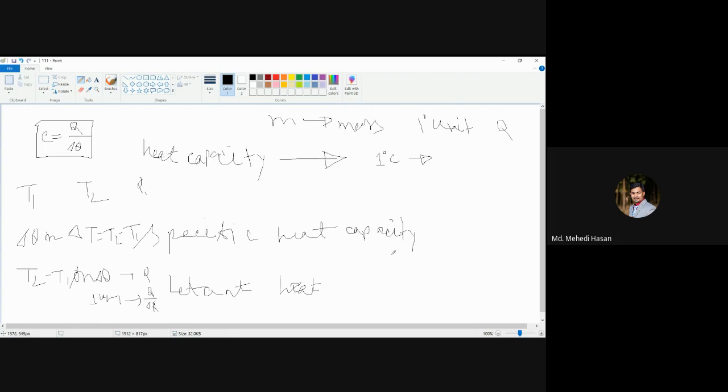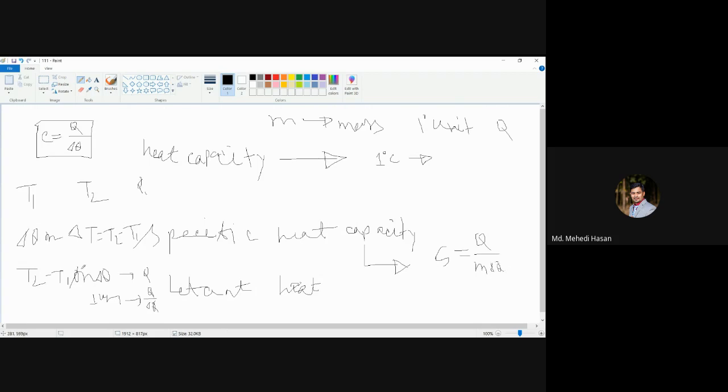Okay, and for specific heat capacity, in that case mass is fixed at 1 unit mass, that means 1 kg. If you try to increase the temperature by 1 unit of 1 kg mass of an object, then the required heat is called the specific heat capacity, and specific heat capacity S is equal to q by m del theta.